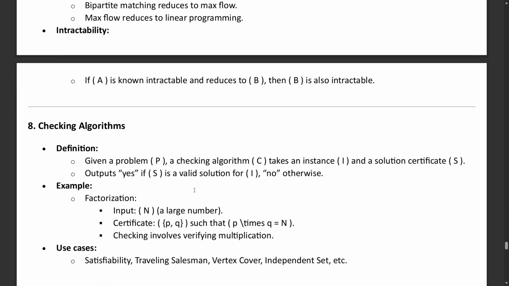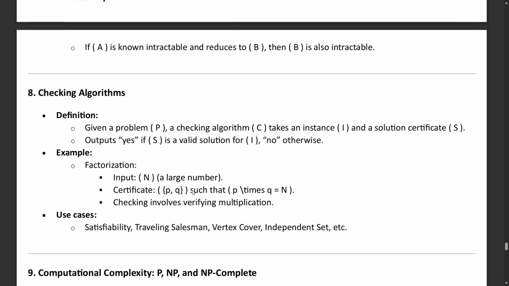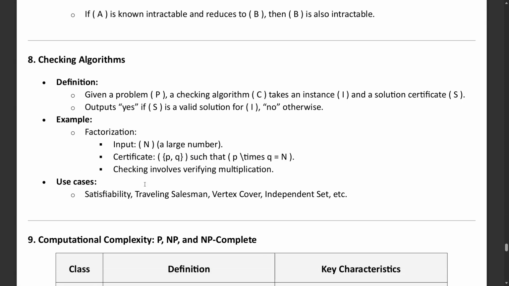Sometimes we don't need to solve a problem, just check if a proposed solution is valid. That's what checking algorithms do. For example, in factorization, the input is a large number n. The certificate is two numbers p and q such that p times q is n. So checking just means verifying the multiplication. This idea applies to problems like satisfiability, traveling salesman, vertex cover, and more.